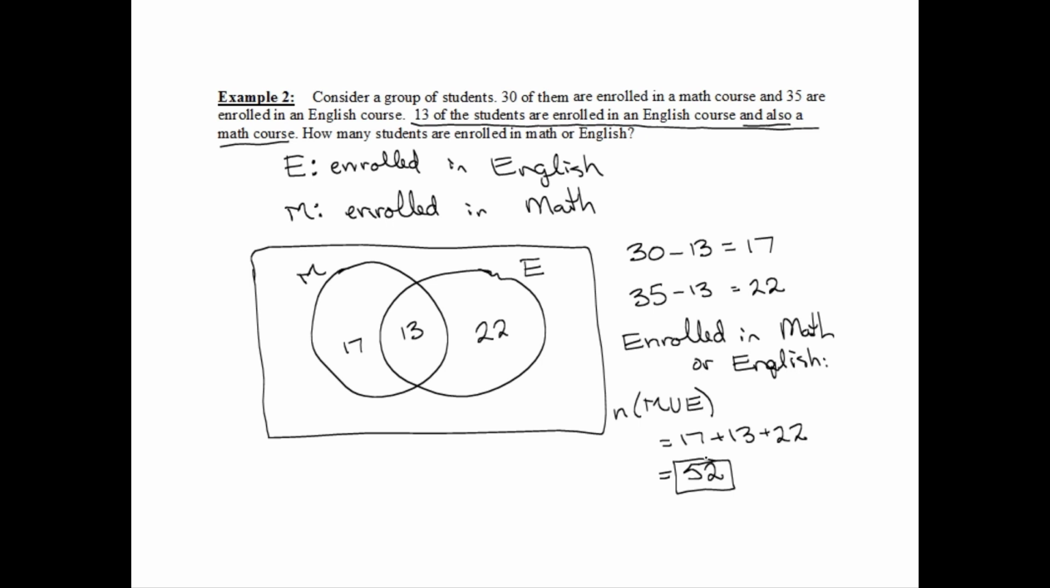Now I've used a notation here that I haven't yet introduced to you. This means the number of students in the union. We use that lowercase n. It's a function. We put the input in parentheses, so that'll be the set. So just as you've seen f of x in algebra, here we have n of A. It means the number of elements in A.